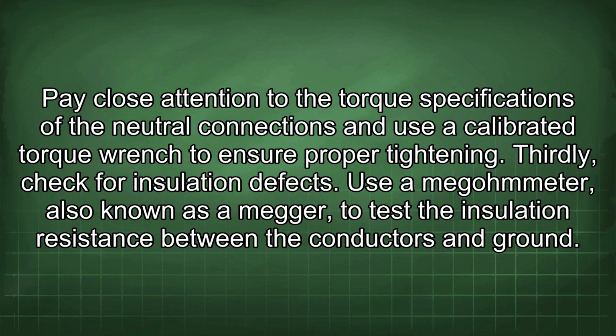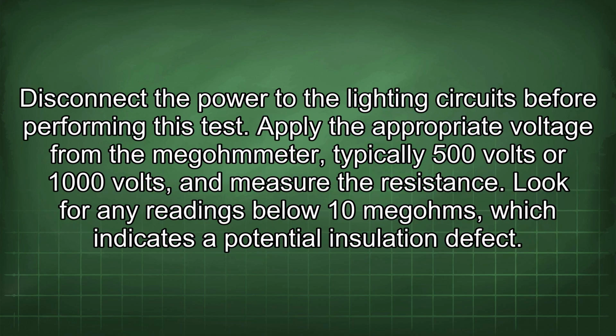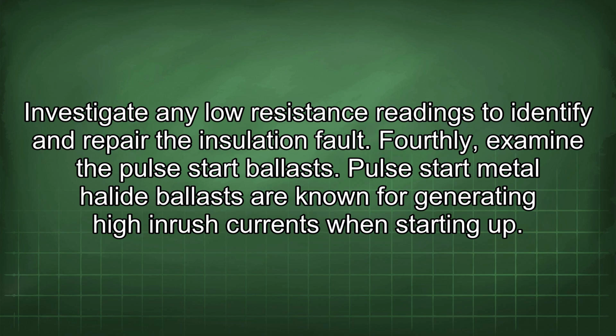Thirdly, check for insulation defects. Use a megameter, also known as a mega, to test the insulation resistance between the conductors and ground. Disconnect the power to the lighting circuits before performing this test. Apply the appropriate voltage from the megameter, typically 500 volts or 1000 volts, and measure the resistance. Look for any readings below 10 megohms, which indicates a potential insulation defect. Investigate any low resistance readings to identify and repair the insulation fault.